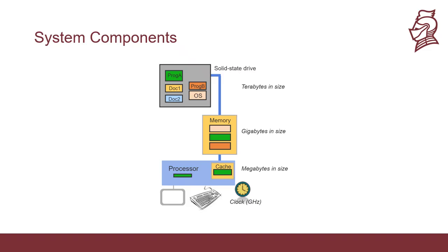So here's the general organization of these components. If you take a look, here's the processor, the central processing unit, and the cache memory. We've got a screen here to look at and a keyboard. This is connected to the main memory, and then that's connected to the secondary storage where all the documents and programs and things are stored.